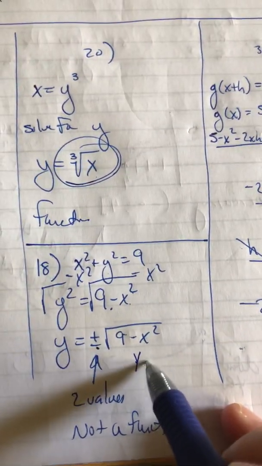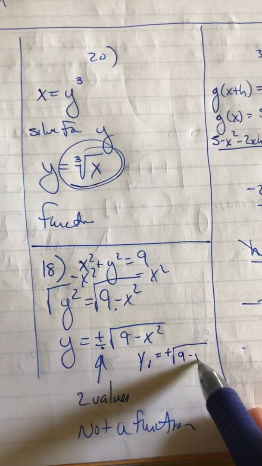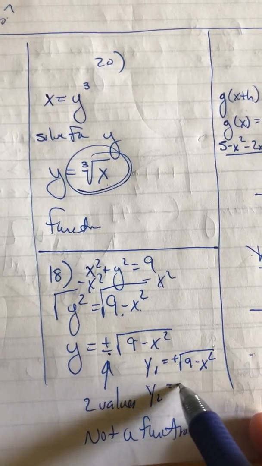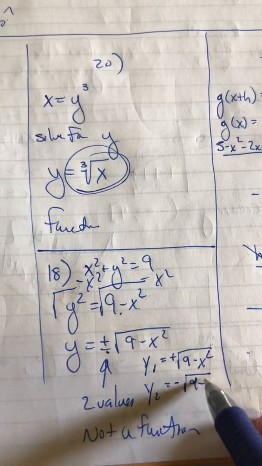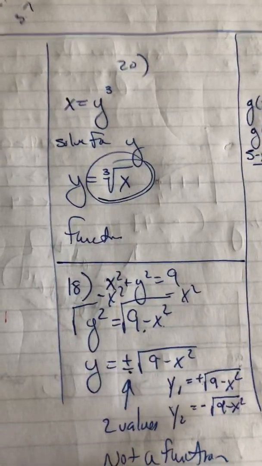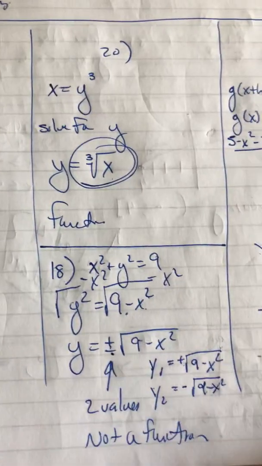If you graph this on your graphing calculator, what you actually have to do is y1 is equal to the positive square root of 9 minus x squared. And then you have to graph y2 is equal to negative the square root of 9 minus x squared. And then it actually graphs for you. You can't put plus or minus in, it only reads it as a function.